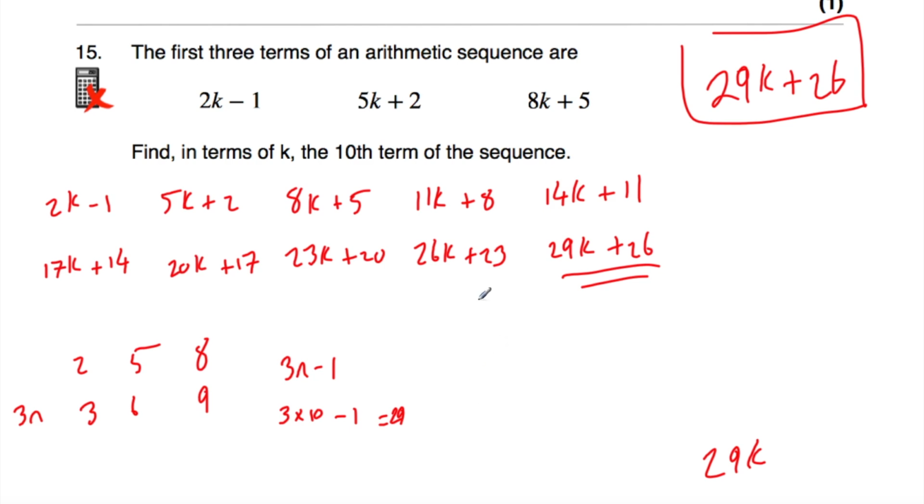And then in terms of the number on the end, we had minus 1, 2, 5. So here you can see it's getting bigger by 3, getting bigger by 3. So it's going to be 3, 6, 9, and 3n again. But this time we're taking away 4, take away 4, take away 4. So it's going to be 3n minus 4. Now we want to find the 10th term. So 3 times 10 is 30. Take away 4 would be 26. So it's going to be plus 26. So the 10th term in that sequence is 29k plus 26. Or you could have just carried on the sequence and done that, and you would have got 29k plus 26 as well.